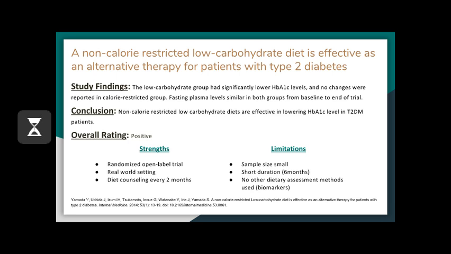So listed here are the strengths and limitations. This was also a small study. It was short duration. This one was a little bit longer, 6 months. And there were no other dietary assessment methods used. So strengths were that it was a randomized trial and that the subjects received diet counseling every 2 months.